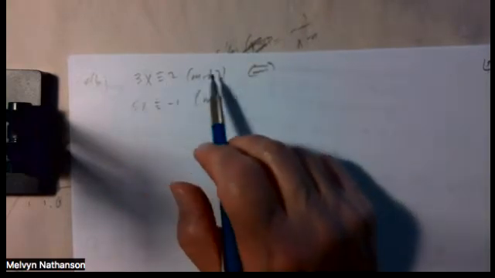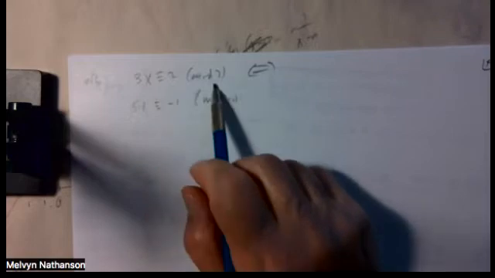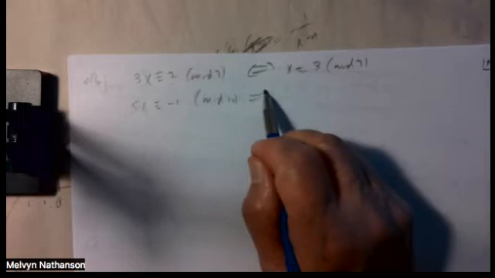Now 3x congruent to 2 mod 7. The 3 and 7 are relatively prime, so this will have a unique solution. The unique solution is x congruent to 3 mod 7, because if x is 3, you get 9, and 9 minus 2 is 7.